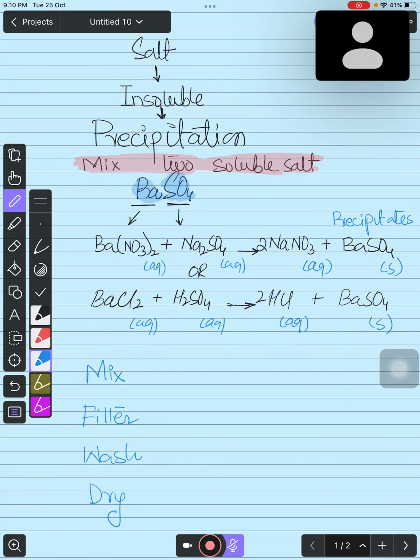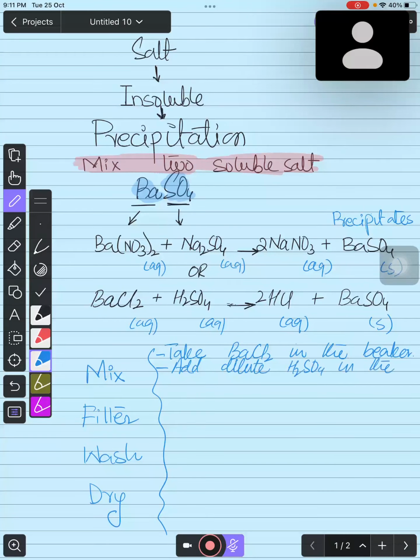अब इसको लिखेंगे किस तरह, इसको हम लिख लेंगे इस तरह, that take for suppose barium chloride in the beaker. Take barium chloride in the beaker, right? Then add dilute. We always need to use dilute acids in laboratories. Add dilute sulfuric acid in the beaker, right? Stir the mixture, right? You will find the formation of precipitates over there.